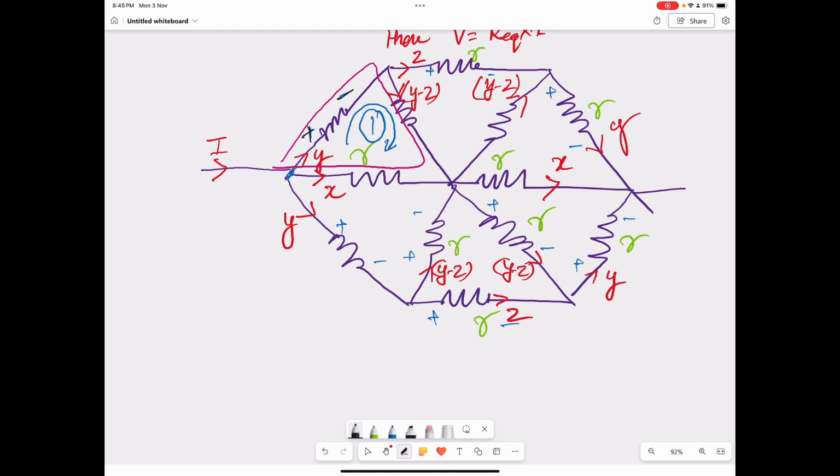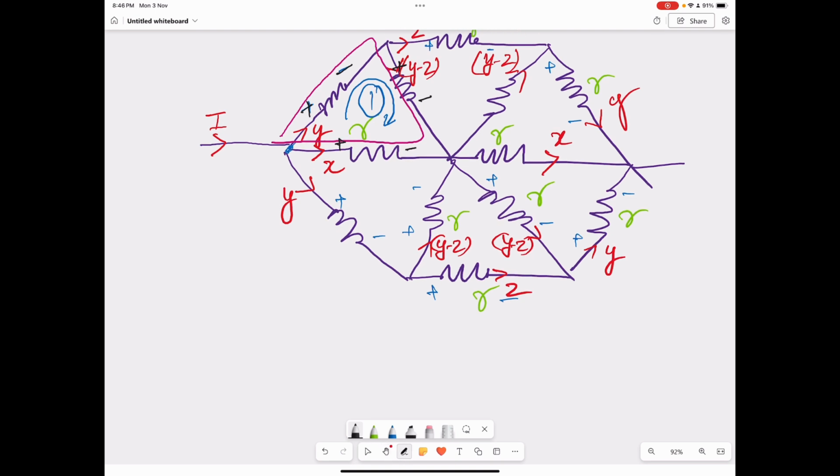Plus to minus, then it is plus to minus, then it is minus to plus. So plus to minus, the voltage is decreasing. So I will use minus y times R because the resistance is R. It is decreasing. Now for this also, you can see I am redrawing it. From this also, the voltage is decreasing from plus to minus. So I will write minus (y minus z) R.